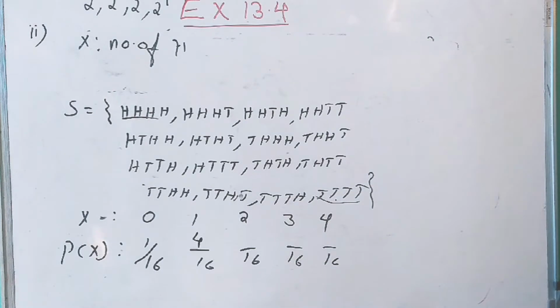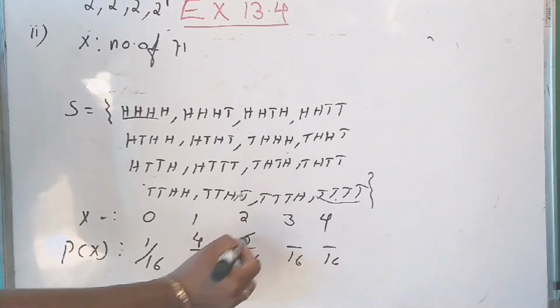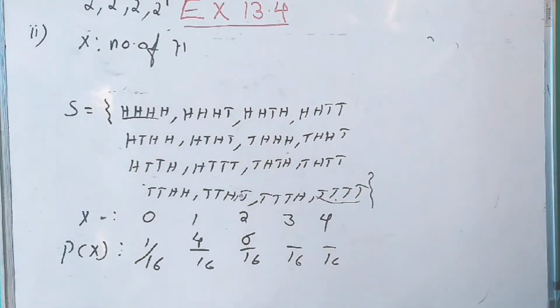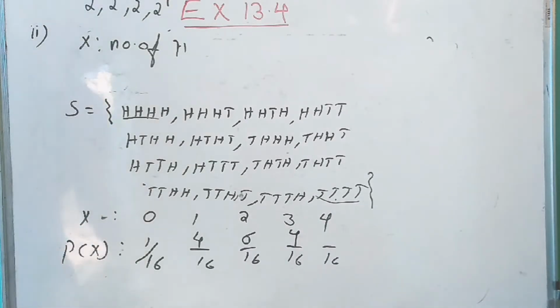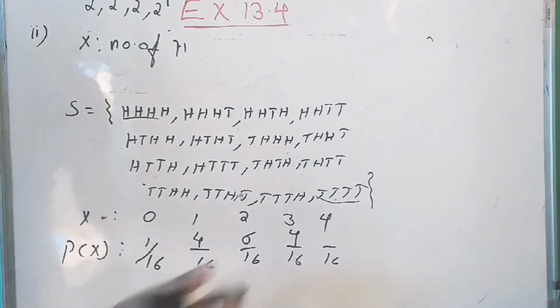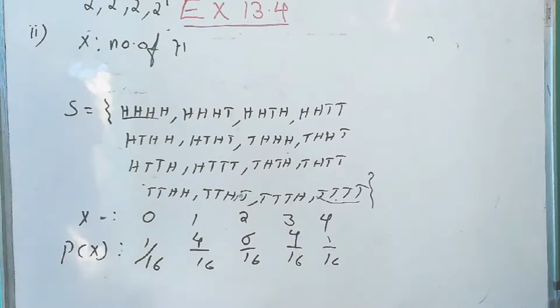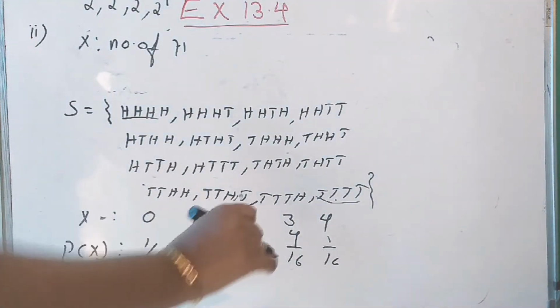Now x equal to 2. That means how many outcomes give 2 heads? That is 6 by 16. 6 by 16, and for x equal to 3 we will get 4 by 16, and the last one, that is 1 by 16.